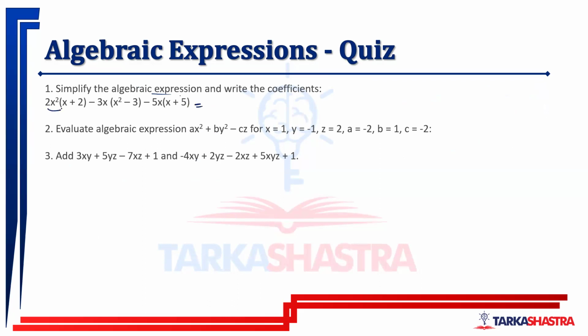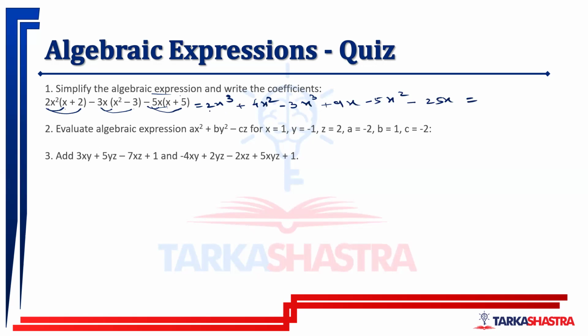So what we have: 2x square into x, that is 2x cube, 2x square plus 2x square into 2, that is 4x square. Then minus 3x into x square, so minus 3x cube. Minus 3x into minus 3 is positive 9x. Minus 5x into x is minus 5x square. And then minus 5x into 5 is minus 25x.